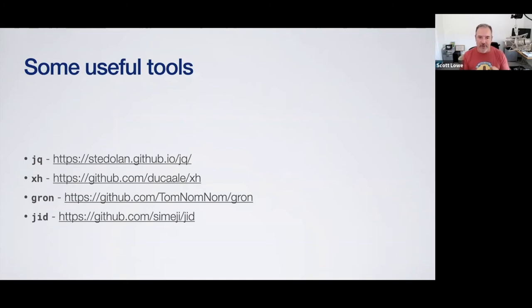My new favorite tool is the next one, called Gron. What Gron does is it takes JSON data and turns it into sort of a flat file so you can grep it, which is enormously useful. And then we have one called JID, or the JSON Incremental Digger, which is a nice way of interactively exploring JSON data.